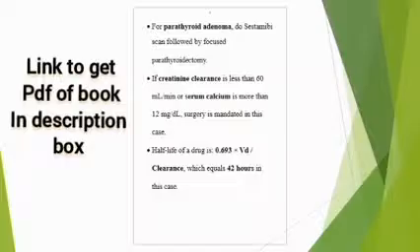Then the formula of half-life is there. The half-life formula is 0.693 into volume of distribution by clearance. Now this was the half-life of digoxin. You will be given the values of Vd and the clearance, so you have to calculate the half-life, which is equal to 42 hours in the case of digoxin.